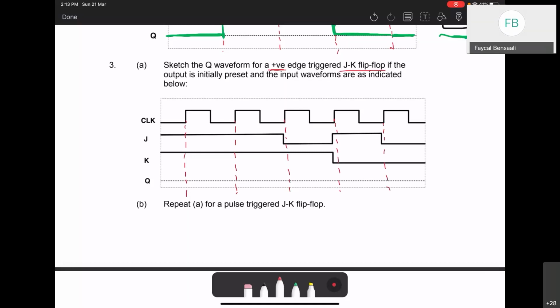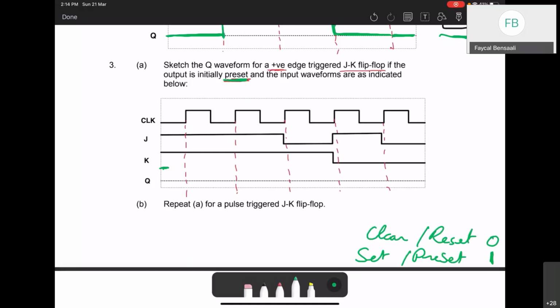And then what did we say about the output? It is initially preset. You need to be careful. Initially preset means it starts with 1, so the output Q starts with 1. Reset starts from 0; preset starts from 1. You may find it called clear as well. Clear or reset has the same meaning, 0. Set or preset has the same meaning, 1. We start with 1.